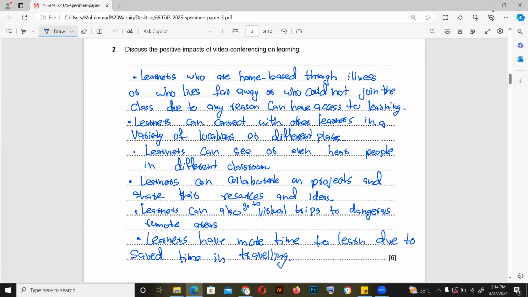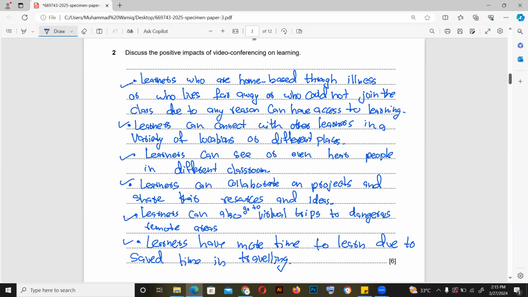So this is for 6 marks. One, two, three, four, five, six. You can add more points here, like learners can give other learners their ideas, their different choices. Since their time is being saved, they can give more time to other activities for learning.